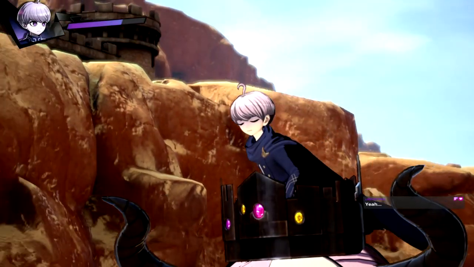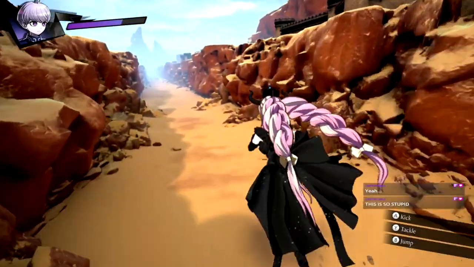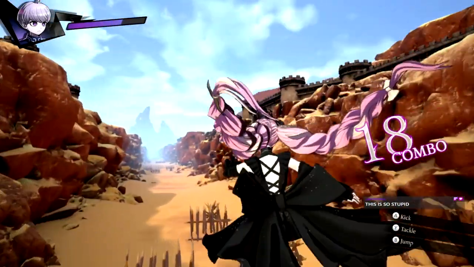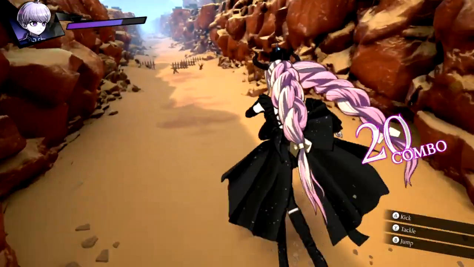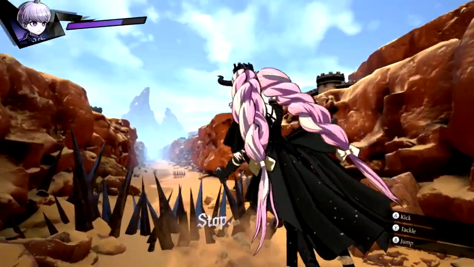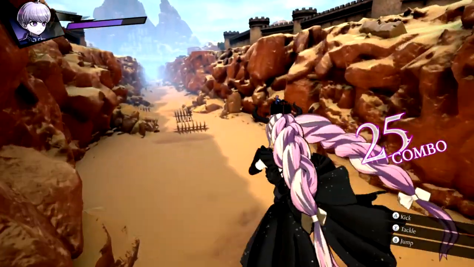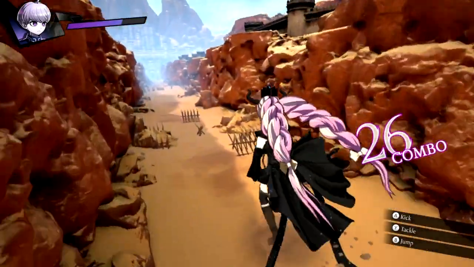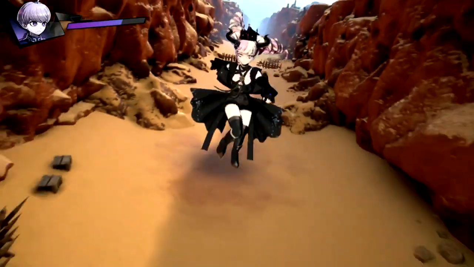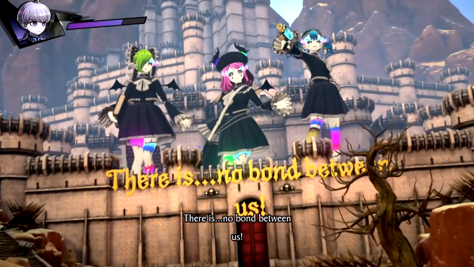A group photo of Aiko, Yoshiko, Warina, and Kurane. No need for mercy! Let's do this, Master! No! No! No! Stay away! Stop messing with me! Oh, no! Get away from me! Please! Go away! There is no bond between us!